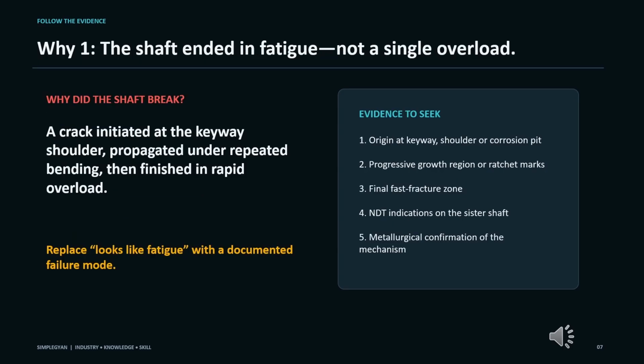Why did the shaft break? The evidence indicates progressive fatigue. A crack began at the keyway shoulder, grew under repeated bending, and ended in rapid overload when the remaining section became too small. That statement is stronger than saying, the shaft was weak. We verify the origin, the growth region, the final fracture zone, and any similar indications on the sister shaft. A qualified metallurgical examination should confirm the mechanism before the investigation moves on.